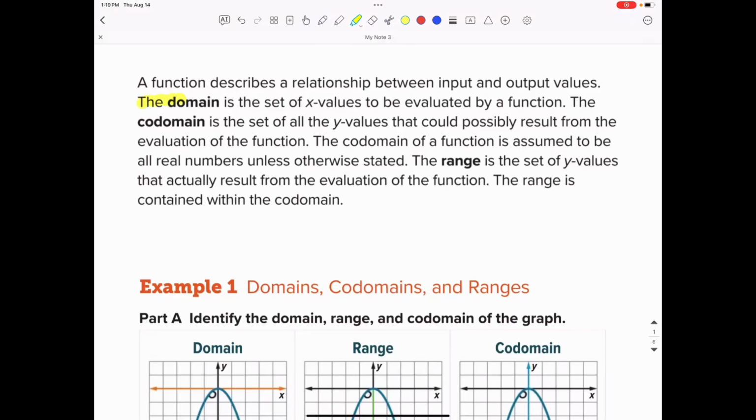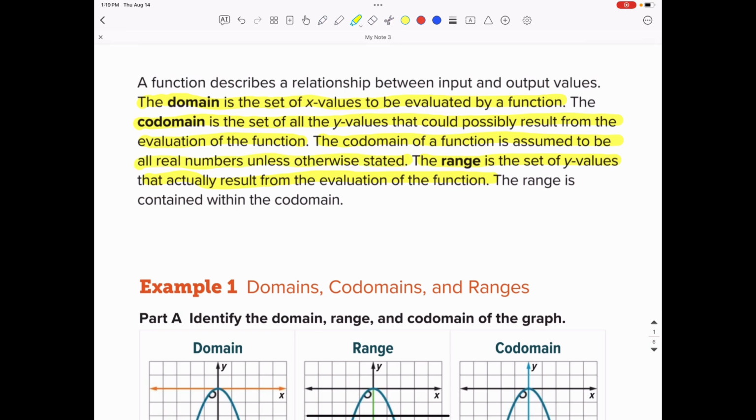Recall that the domain is the set of x values to be evaluated by a function, and also recall that the range is the set of y values that actually result from the evaluation of the function. And then there is another type of definition called the codomain, which is the set of all y values that could possibly result from the evaluation of the function. The codomain of a function is always assumed to be all real numbers unless otherwise stated.